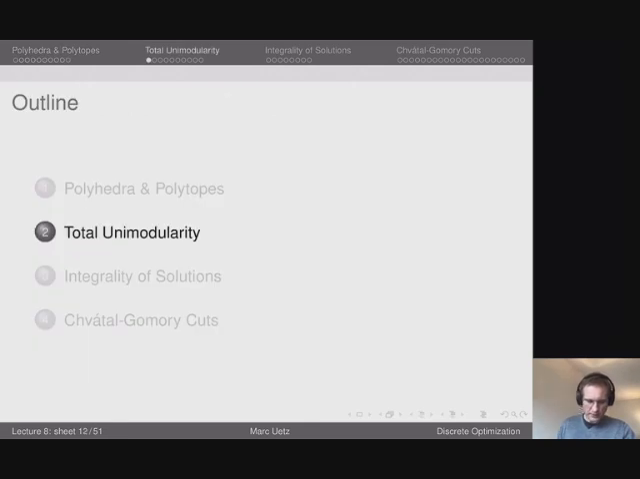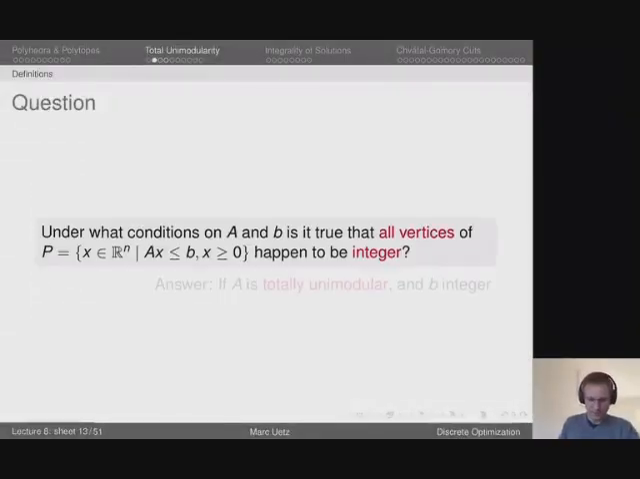And so the next topic is total unimodularity, which excludes that non-integral vertices appear as vertices of this feasibility system. So the question that we are going to answer now is the following. What are conditions on the constraint matrix A and the right-hand side B such that all vertices of the corresponding polyhedron here are integer vertices?